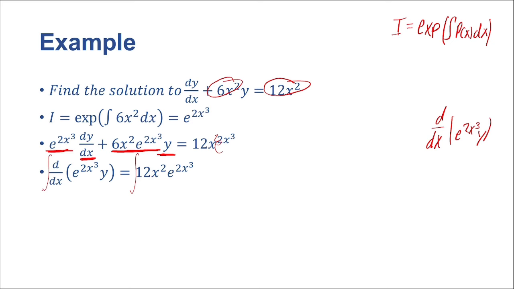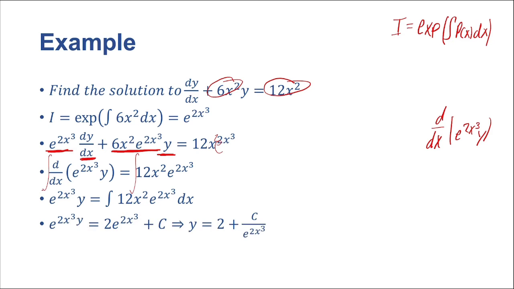However, on this side, we've got to do maybe a mental u substitution, right? Because we've got order 3 up here, we've got order 2 there, so we're going to have some nice constant, right? So e to the 2x cubed y is equal to the integral of 12x squared e to the 2x cubed dx. All right, so we integrate that. We get e to the 2x cubed y is equal to, sorry, this y there should not be superscripted, it should be down there, is equal to 2e to the 2x cubed.